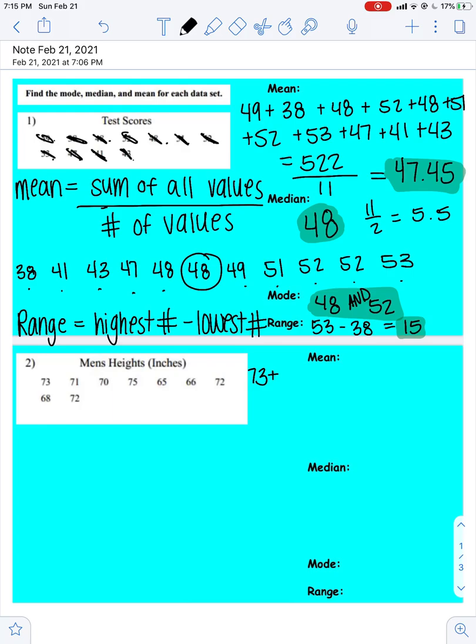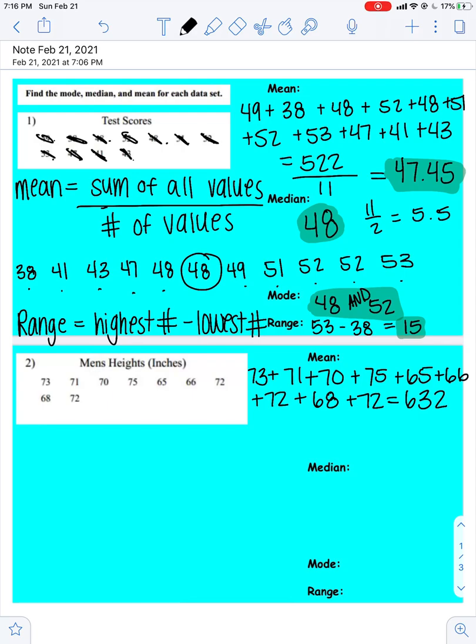73 plus 71 plus 70 plus 75 plus 65 plus 66 plus 72 plus 68 plus 72. And that's going to give us 632.